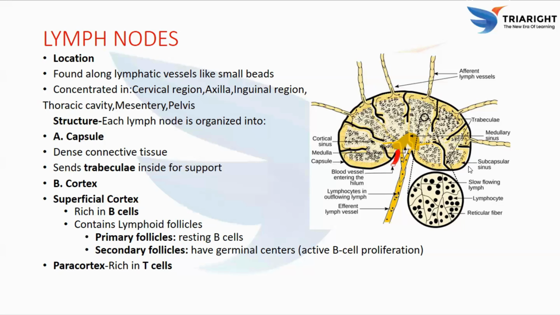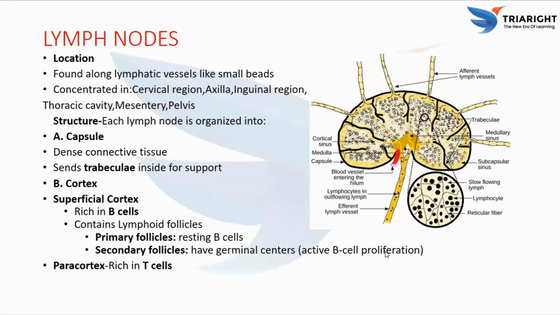So next is trabeculae. So what are trabeculae? Here it is. These are the finger-like extensions of the capsule. So they divide the lymph node into compartments. The next is cortex. So cortex is the outer circular region. It shows the follicles: the primary follicle, which is small and uniform, and the secondary follicle with a lighter germinal center.